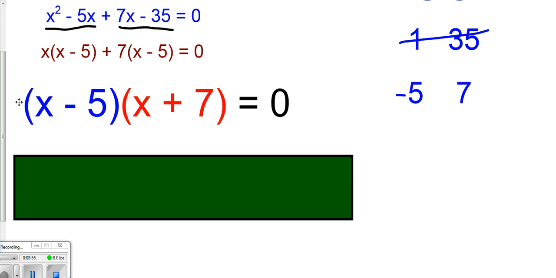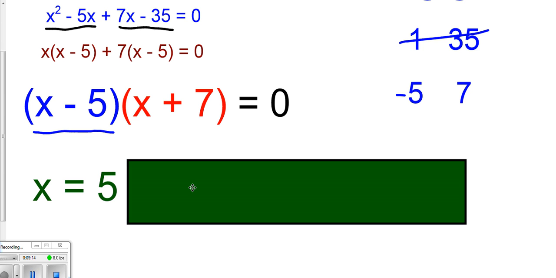Now that we know we've got our two factors, x minus 5 and x plus 7, and we have them set equal to 0, well, our zero product property would tell us one of them has to be 0. So what if we wanted this blue one to be 0? What would x have to be so that x minus 5 equals 0? Well, x would have to be 5, because 5 minus 5 is 0. So that one's nice and easy. That's one of our possible solutions here that would make this true.